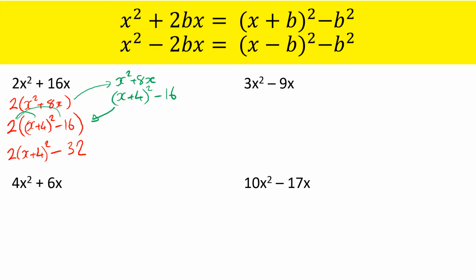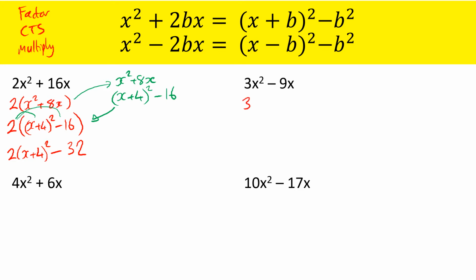So our 3 steps there were to take out a factor, complete the square with what's inside the brackets, and then multiply it out. So we want to take out a factor, complete the square, and then multiply out. So let's try this with the other 3. You're perfectly welcome to pause at this point, but I'm going to crack on.